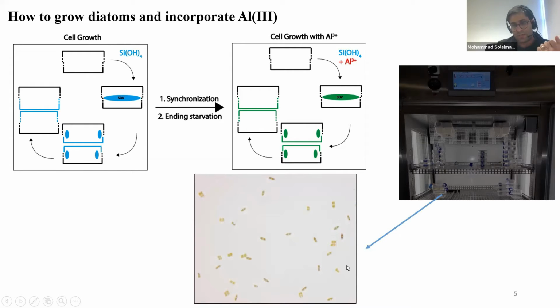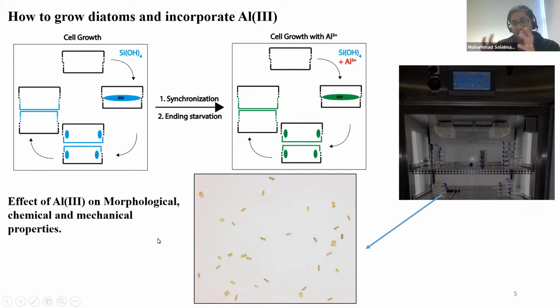Usually under a light microscope, you see something like this, the yellow brownish color of diatoms, which is not really interesting because there are a lot of organelles inside of the diatom, and as I said, there is an organic casing around the frustule outside. And in our research, we want to see the effect of aluminium on different properties, like mechanical, morphological, and chemistry of the silica when we feed the diatom with aluminium.